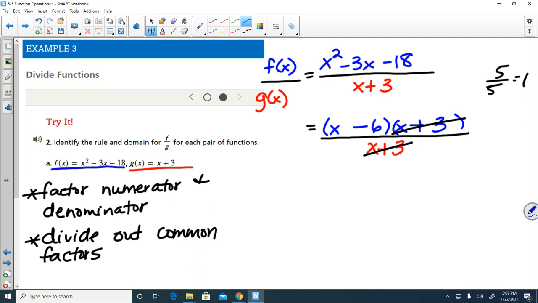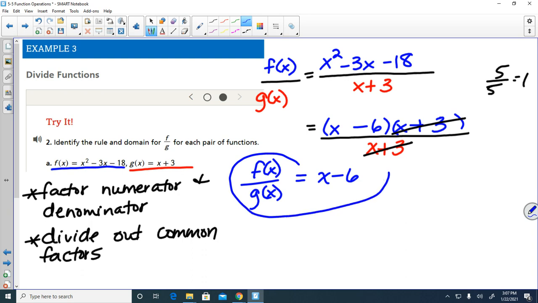So f of x divided by g of x simplifies to just be x minus 6. So that is the simplified quotient. Check. Identify the rule. Done. The domain.